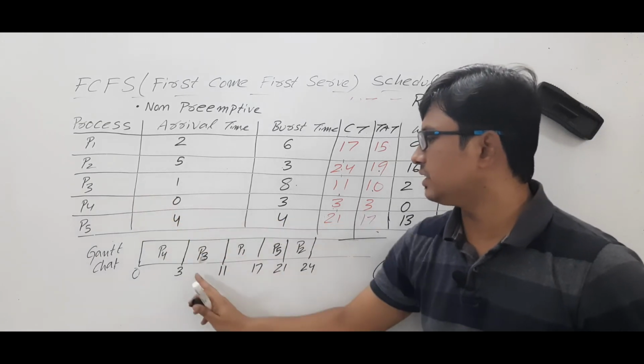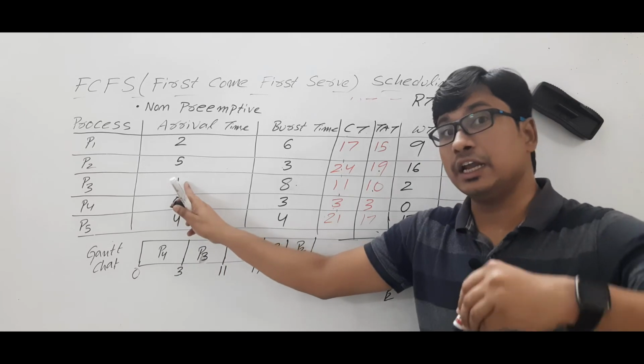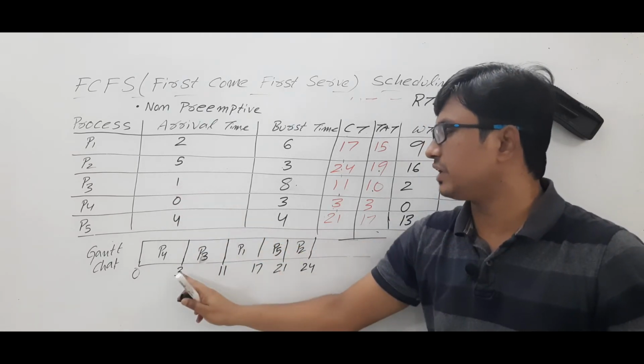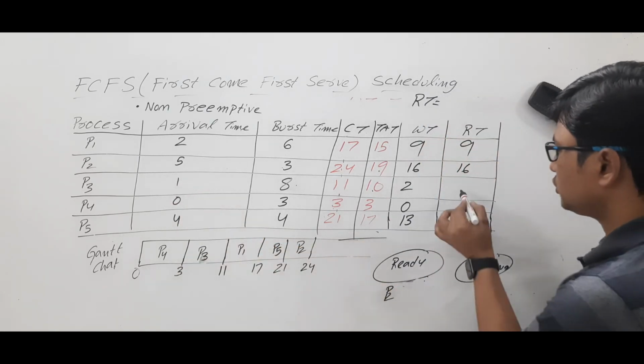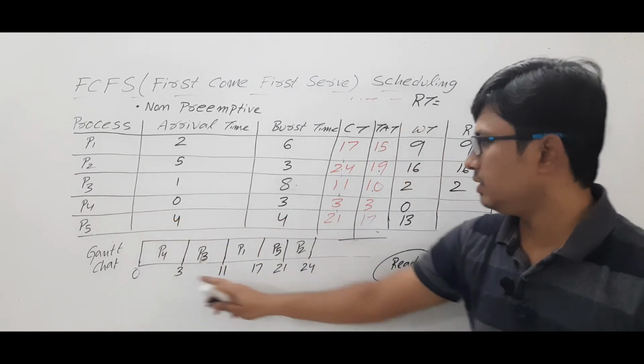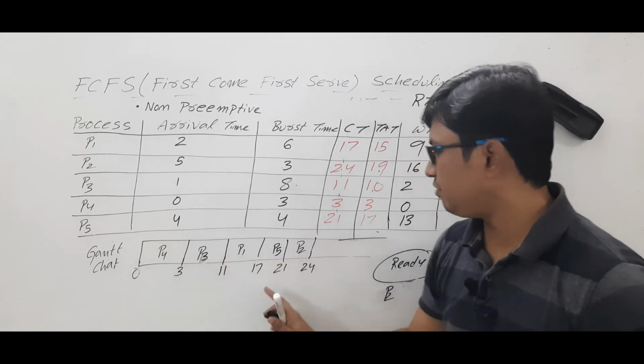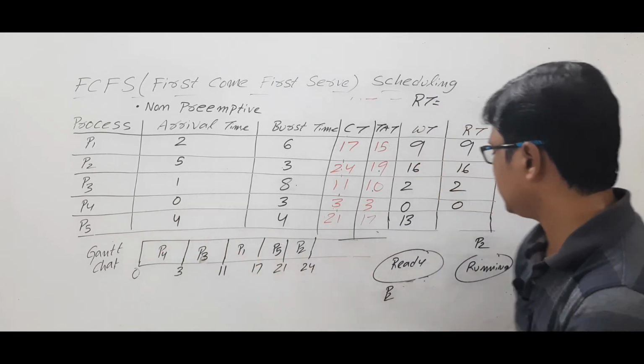Similarly, process P3 arrived at the running state at 3 units of time, but it arrived at the ready state at 1 unit of time. So 3 minus 1 is 2. Okay, look at process P4: 0 minus 0 is 0. Process P5: 17 minus 4 is 13.